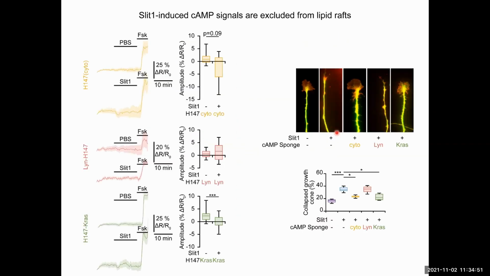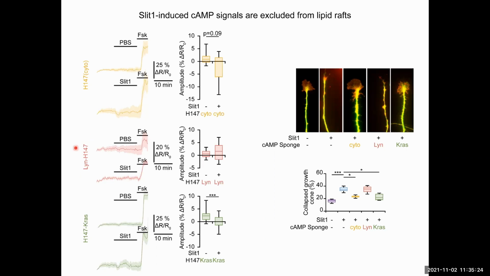What about Slits? Our hypothesis here was that it would be exactly the same. But surprisingly, that's not at all what we found. So we used here a cyclic AMP biosensor, and we detected, like for ephrin, a decrease in cyclic AMP when we use a soluble variant of the biosensor.